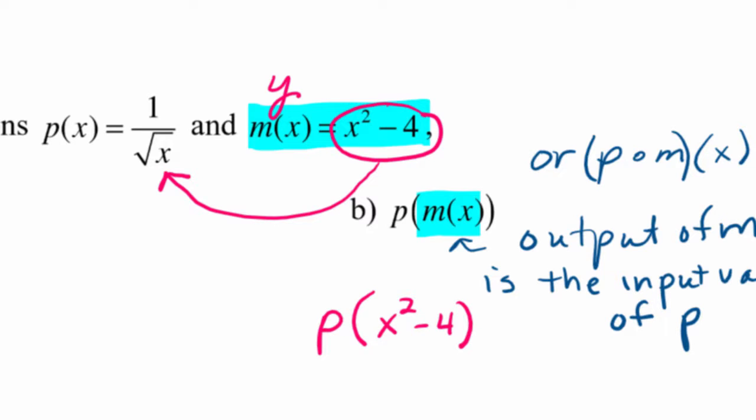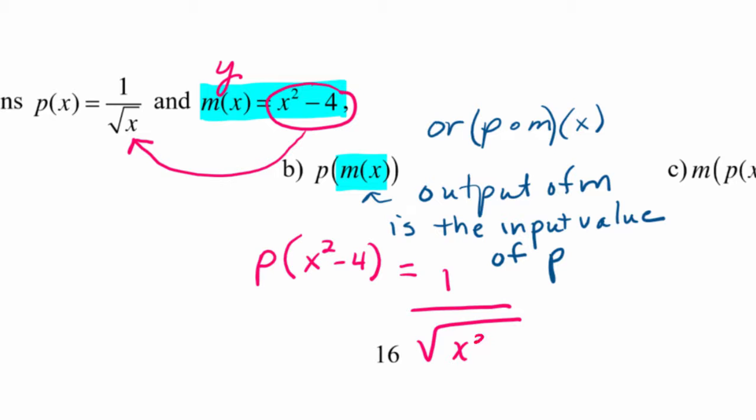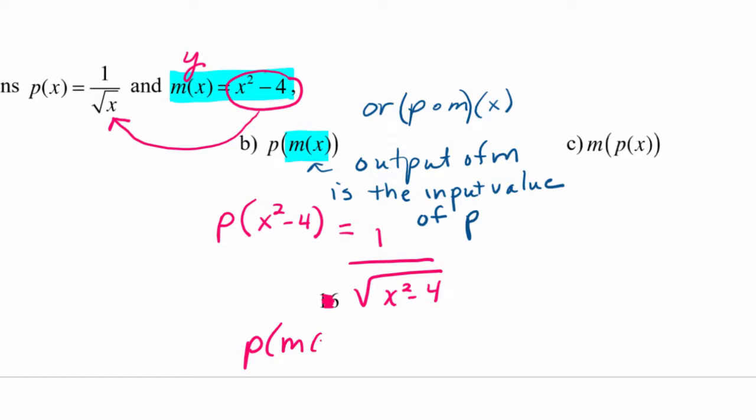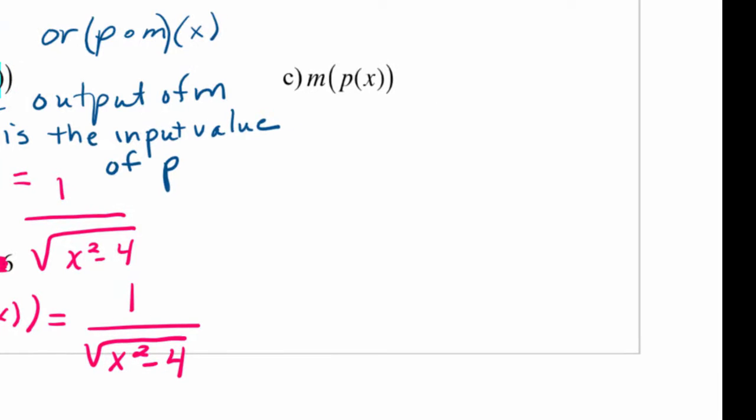Again, that's the output value of m, and now it replaces x in function p because it replaces the input in function p. So we're evaluating 1 over the square root of x squared minus 4. Ignore the 16, it's a page number. So p of m of x is given by the equation 1 over the square root of x squared minus 4. Now, in this next problem, notice how we have the functions listed in a different order, and that's going to make a lot of difference.